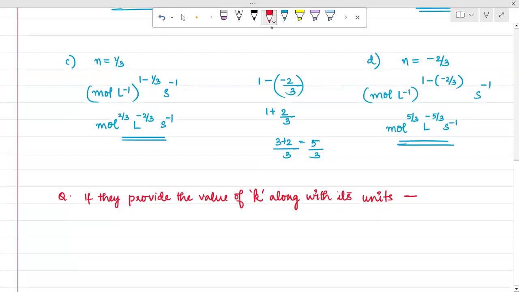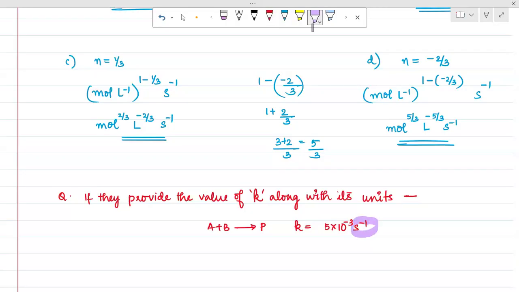If they say that there is a reaction A plus B giving P, where the rate constant is equal to 5 into 10 to the power minus 3 per second. Let's say only this much is given in the question, and then they have asked some parameters which are to be calculated. How can you find the order of the reaction?